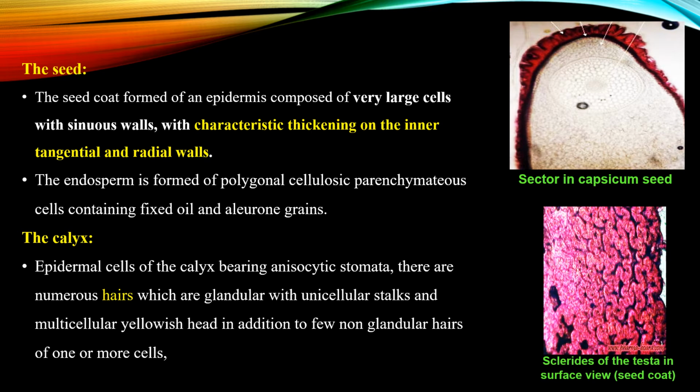The endosperm of the seed is formed of polygonal cellulosic parenchyma cells containing fixed oil globules and aleurone grains. The calyx, as part of the fruit, is formed of epidermal cells bearing anisocytic stomata and has numerous hairs: glandular hairs with a unicellular stalk and multicellular head, and multicellular uniseriate non-glandular hairs.